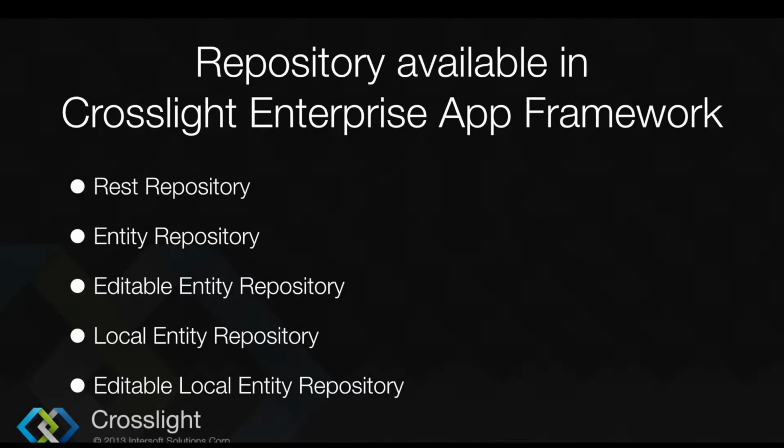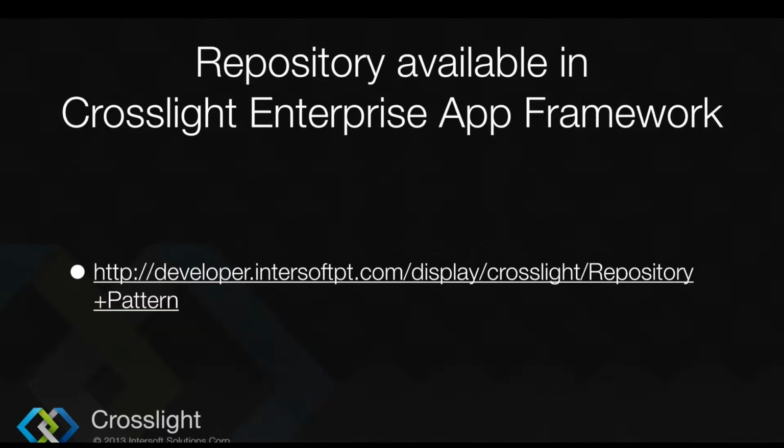In Crosslight version 2, we include several repositories in our enterprise app framework. They are REST repository, entity repository, editable entity repository, local entity repository, and editable local entity repository. To learn more about the differences between these repositories and the best practices for them, you can go to the provided link in our developer network.